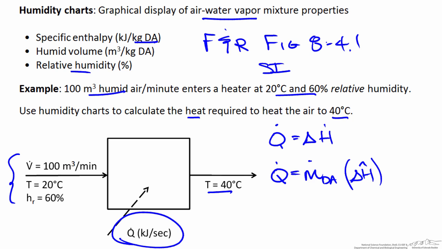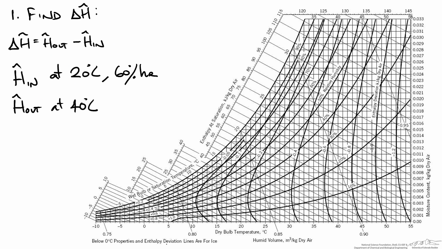And we can look at the humidity charts to help us with both. First, we'll use the humidity charts to help us find the change in specific enthalpy, which by definition is the specific enthalpy at the outlet minus that at the inlet. To find a position on the humidity chart, we need at least two pieces of information, and we know two at the inlet. We know the air going into the heater is 20 degrees C, and we can find the temperature along the x-axis of the humidity chart.